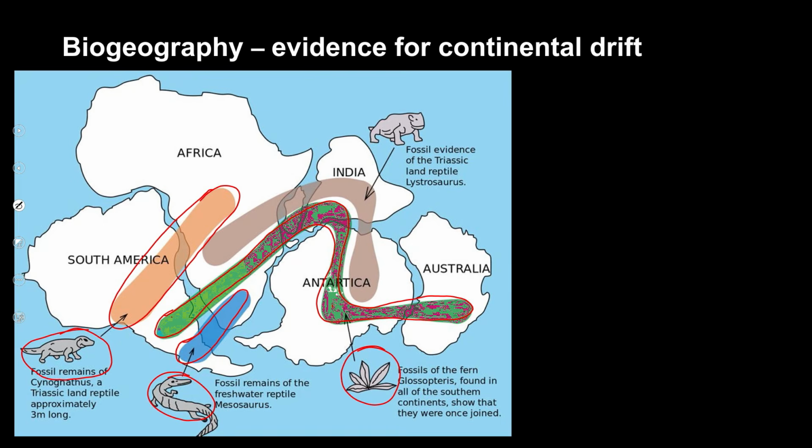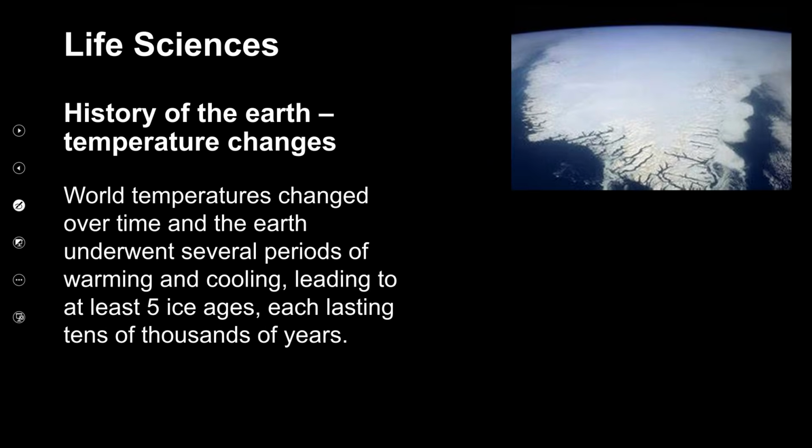And that actually gives the scientists the evidence they need to know that their theory of continental drift is actually a true theory. It also helps us understand how evolution occurs. And when you get to matric and you have a look at evolution, you'll find an understanding of this biogeography very useful.